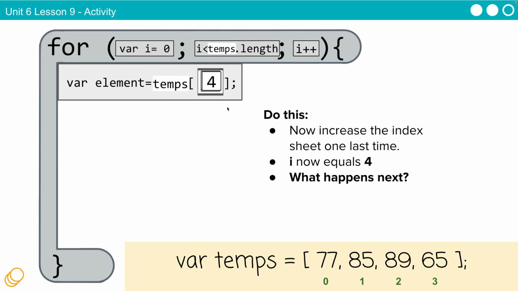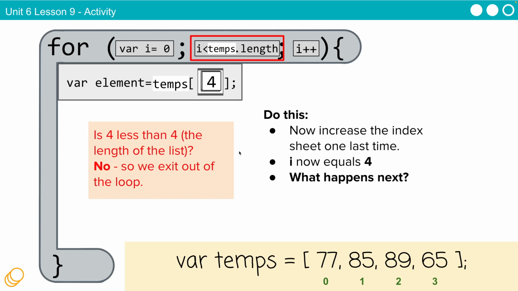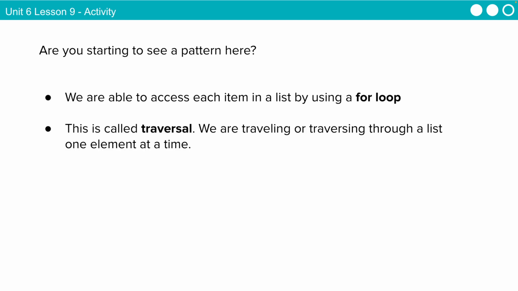It's going to check, is 4 less than 4? Well, list.length is 4, because this is how many items we have in the list: 1, 2, 3, 4. So the value of i is 4. Is 4 less than 4? No, it is not. So it fails, and we exit out of the loop.